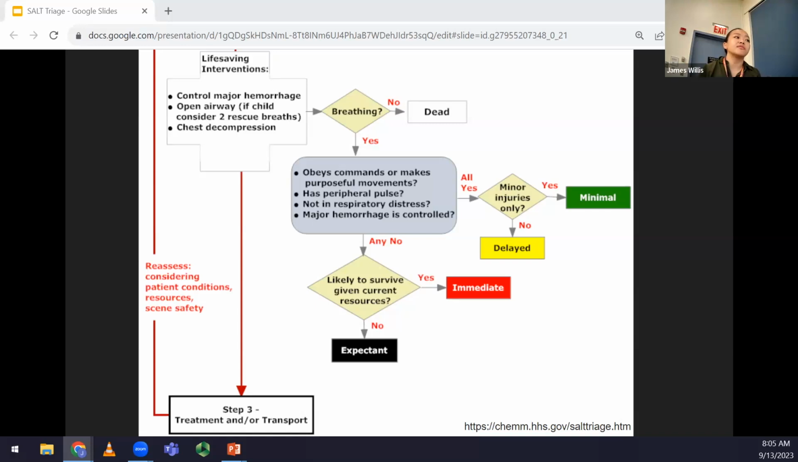If you can say no to any of the questions, you go down to the yellow box. Are they likely to survive given the current resources? Again, a bit of subjectivity. It depends on the situation. If you say yes, then they are immediate or red. And if you say no, then it's gray, like this dark gray color, expectant. And just as a general point, all of these can change. It's important, as you go through everybody the first time and you sort them the first time, to always reassess the people who are yellow and green to see if they have moved to the red category or the expectant category.